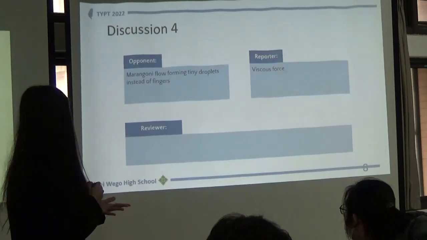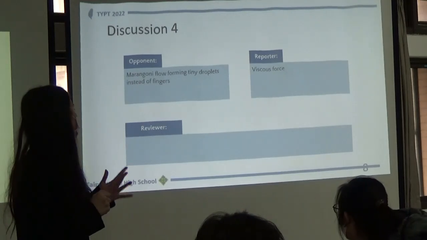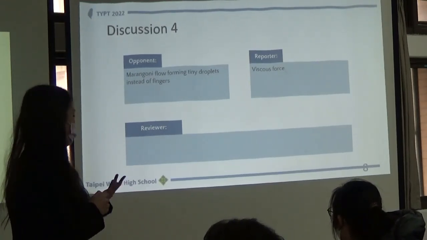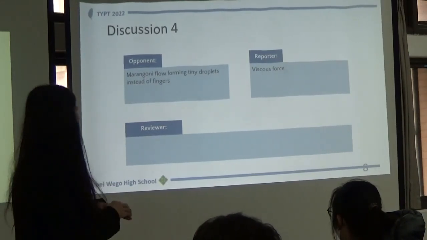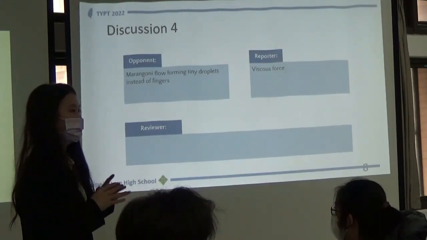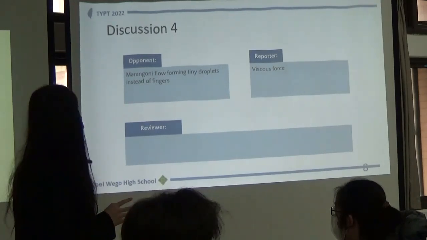And discussion 4 is, the opponent asked why Marangoni flow forms tiny droplets instead of fingers, and the reporter said because of viscous force. The reviewer disagreed with the reporter. We thought it's because the base of the experiment is different: with the Marangoni bursting it is oil, and in fractal fingers it is acrylic paint.